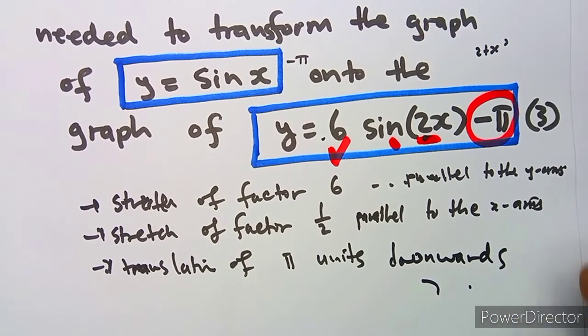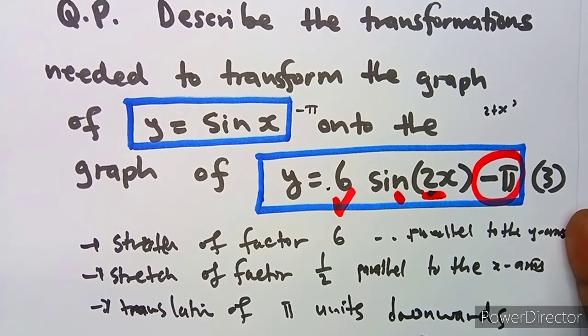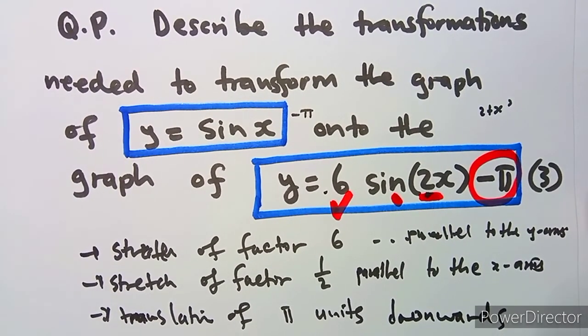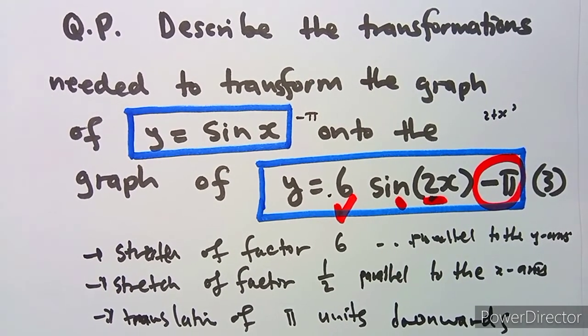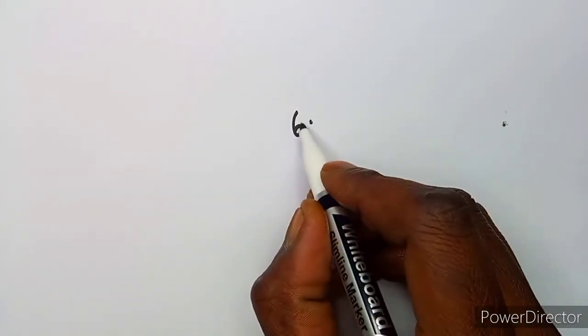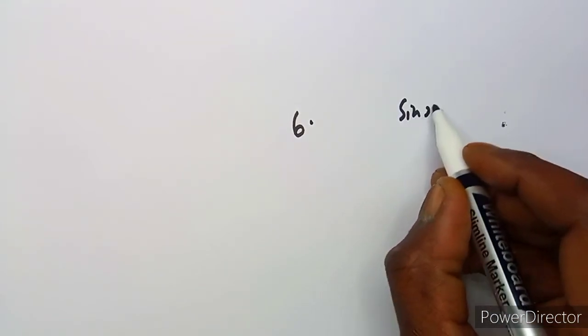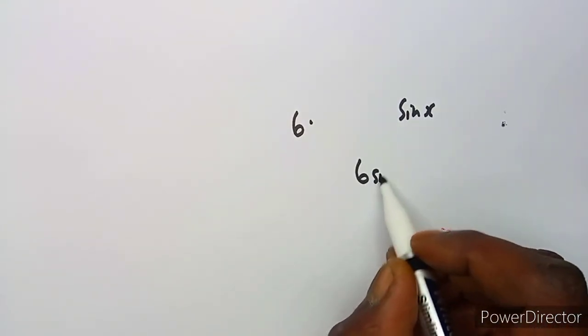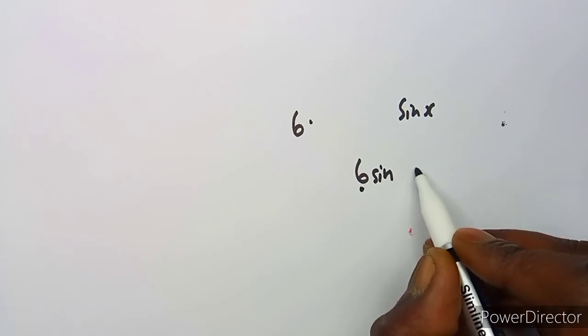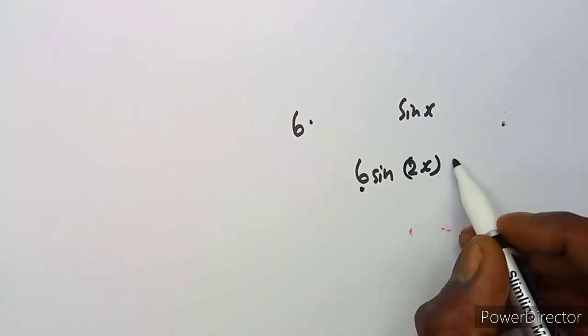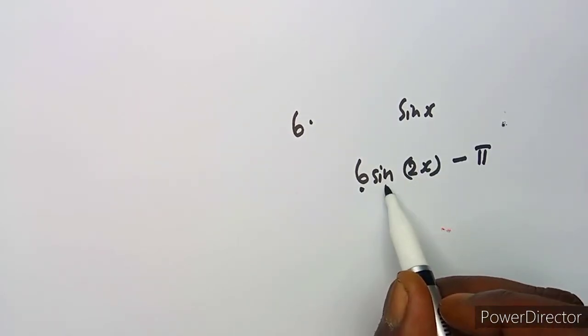So you see how you describe these transformations. This is how you simply describe the given transformations. All you need, guys, is to know the basics. To say my original function was just sine x. Now I multiply this sine x by 6, then also multiply by x, then subtract another. So this is your original.